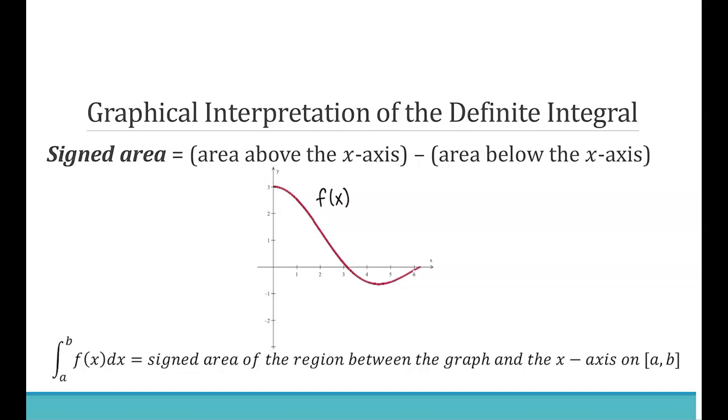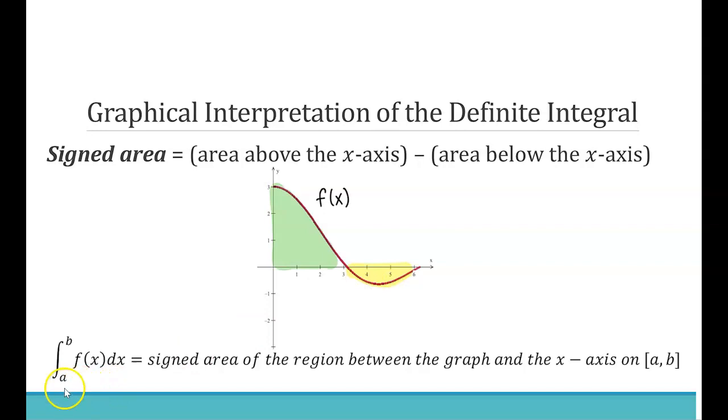And when we talk about the signed area, in terms of the definite integral, we're talking about the area that's above the x-axis, so between the curve and the x-axis, and then minus the area that's below the x-axis, so between the curve and the x-axis here. So signed area is the combination of these two. We think about the area above the x-axis as positive, basically, and the area below the x-axis as negative.